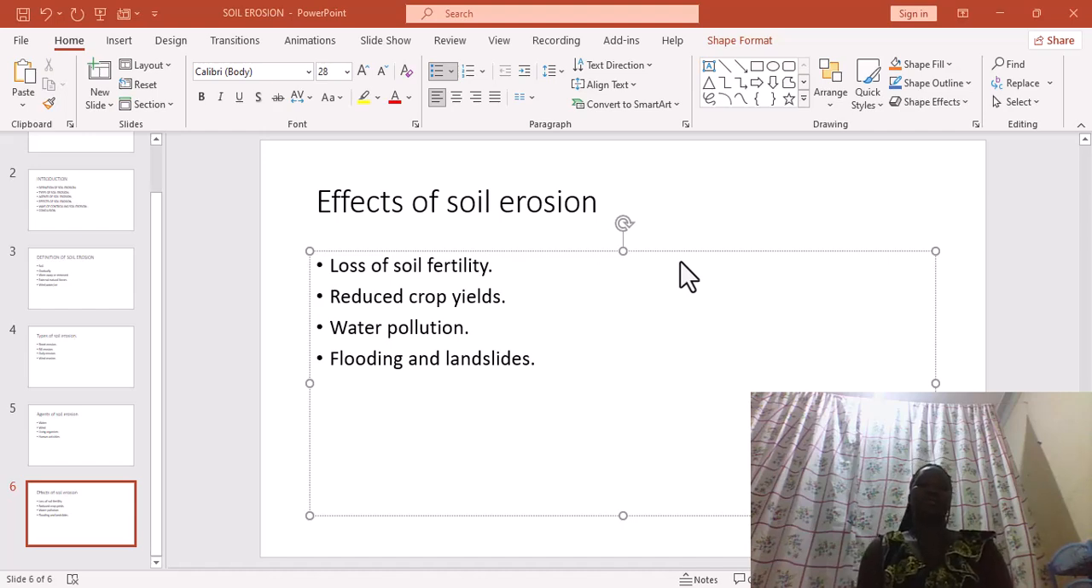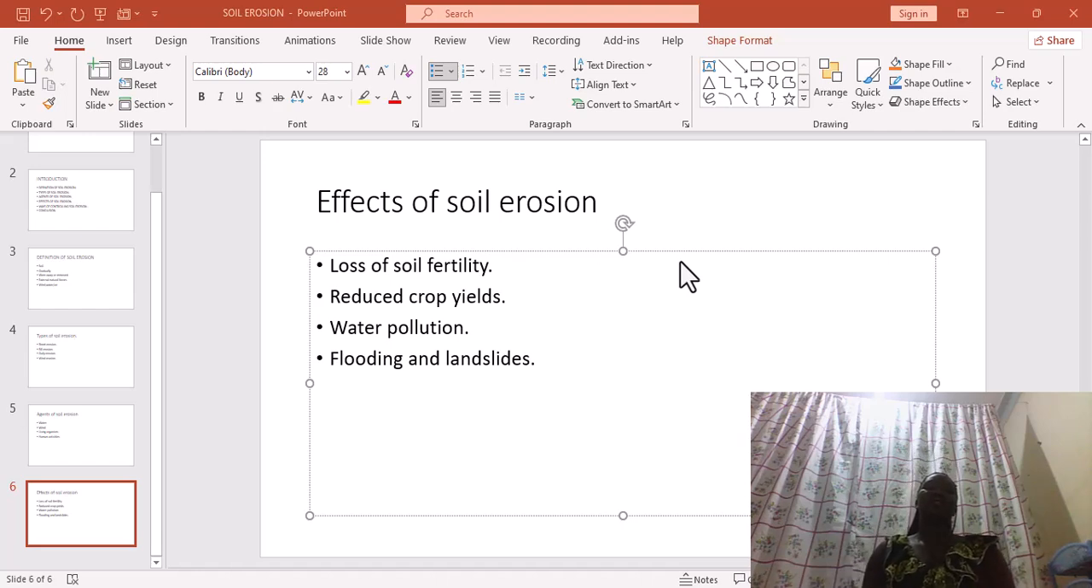The second one is reduced crop yields. Under reduced crop yields, we shall talk about the damages erosion can cause on crops. Under this, it reduces the soil moisture retention and requires additional inputs such as fertilizers and irrigation, so that you can maintain the fertility of the soil and the productivity of crops.